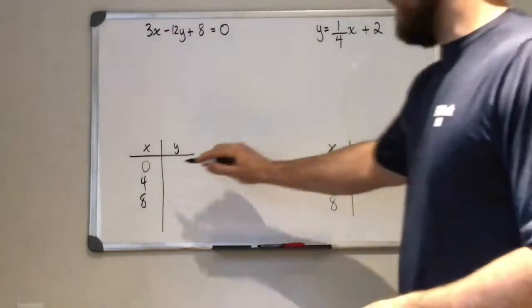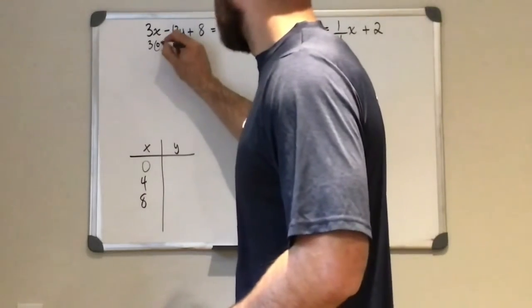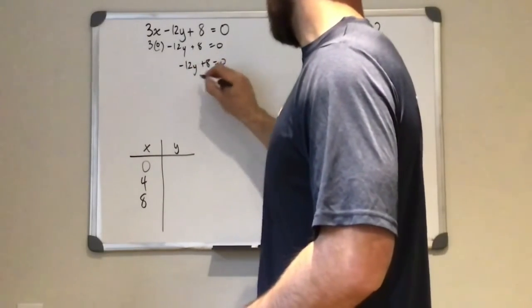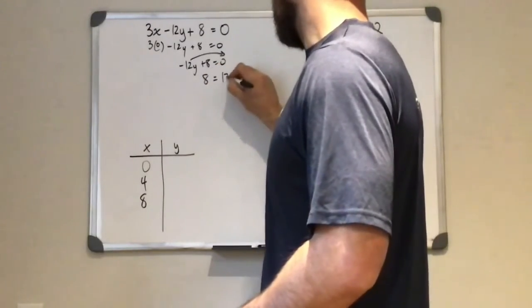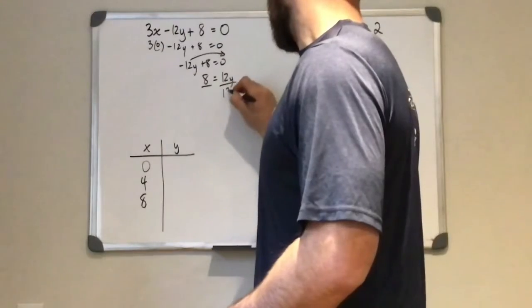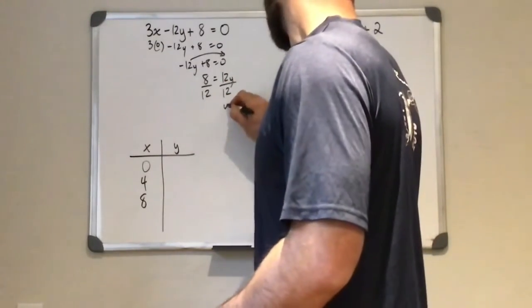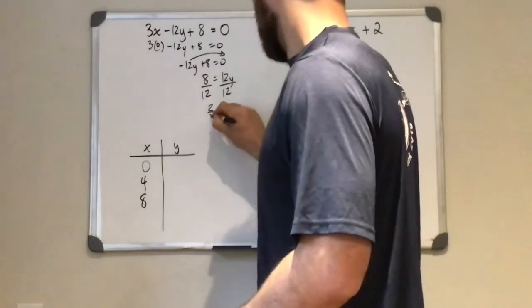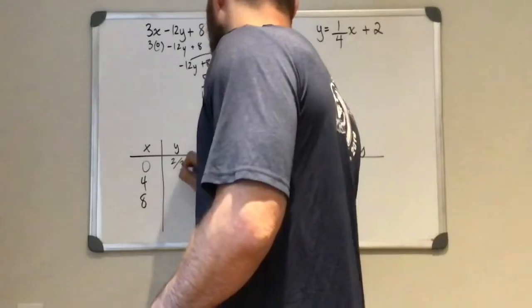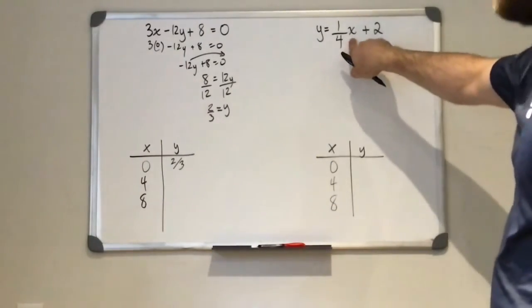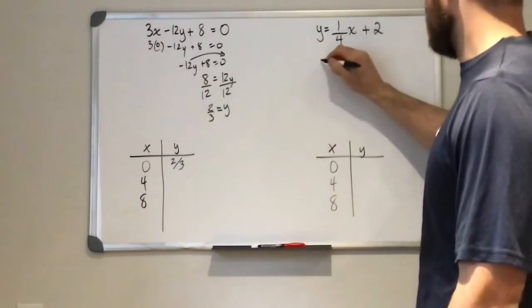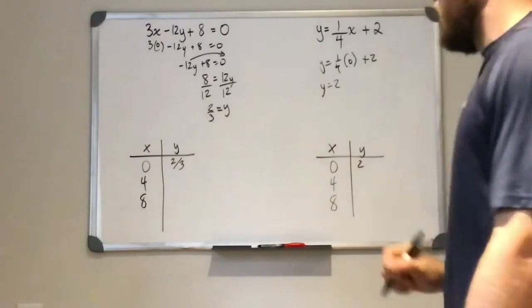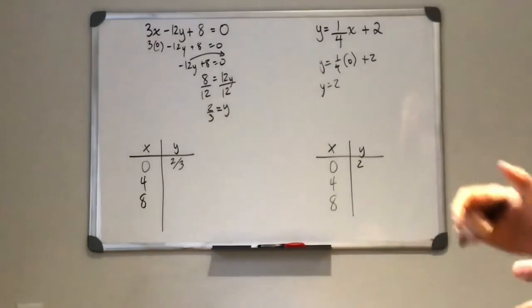So let's start over here. If x is 0, then that's going to leave us with negative 12y plus 8 equals 0. I'm going to move this over. 8 equals 12y. Divide both sides by 12, and we've got y equals 8 over 12, which is the same as 2/3. If I set this one to 0, we're going to have 1/4 times 0 plus 2. So we're going to have y equals 2. Okay, so right away, this looks like they are not the same equation.